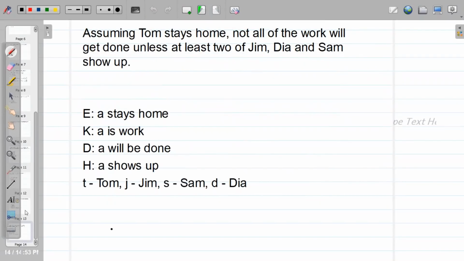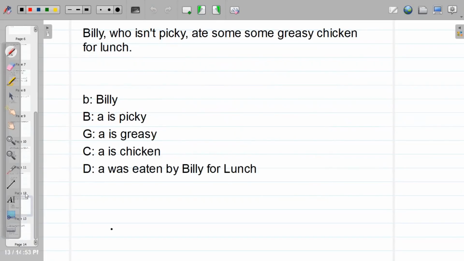Oof, gross. Yeah, let's do this one. Let's do this one. Okay.